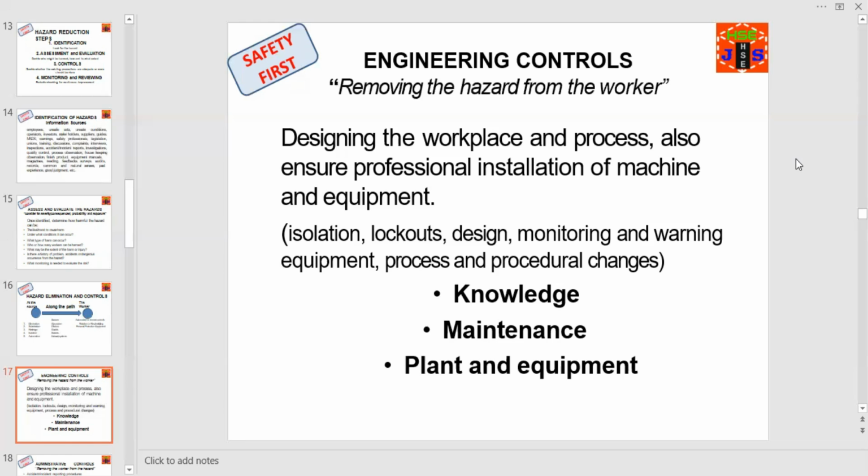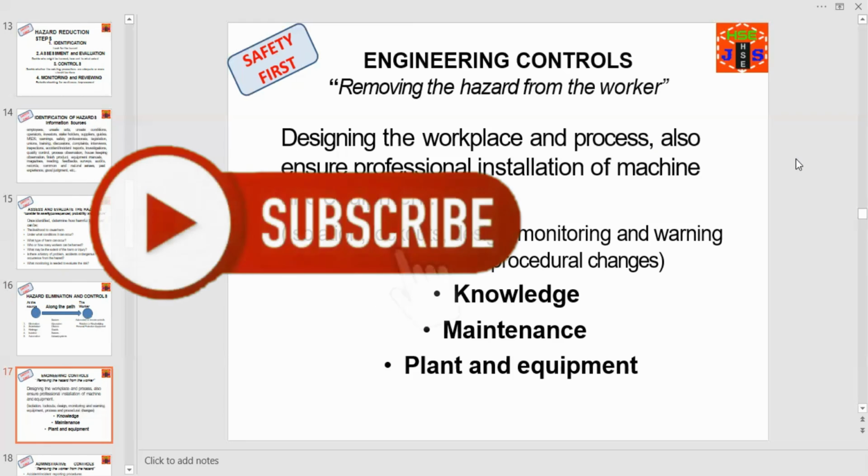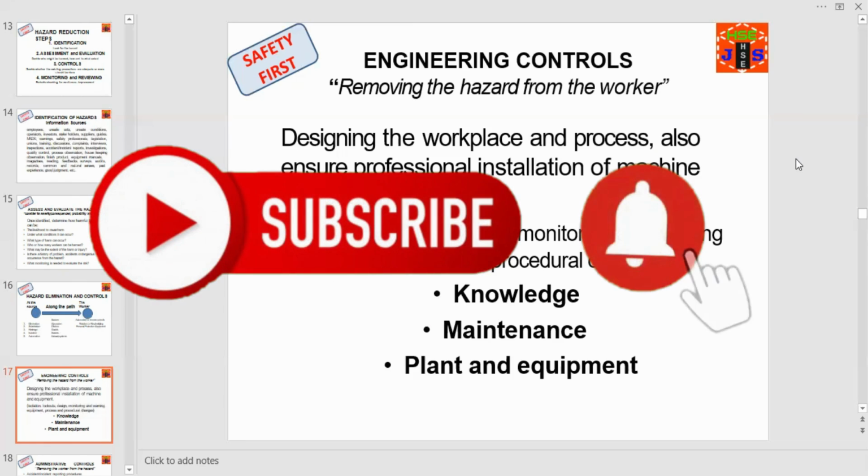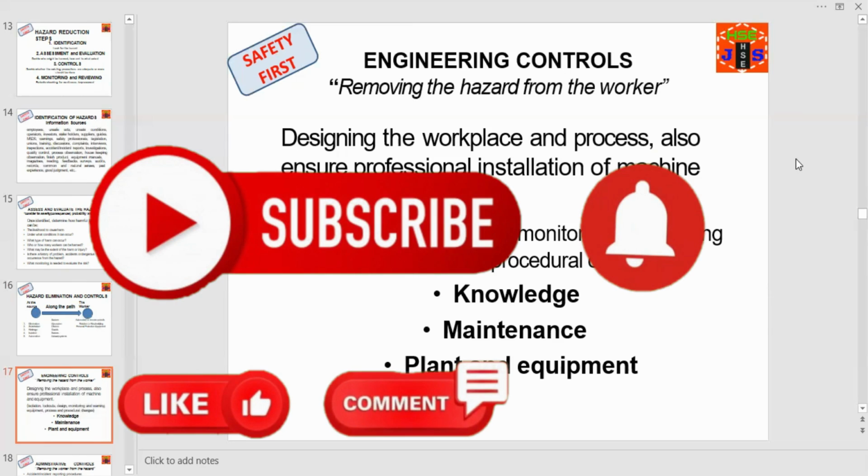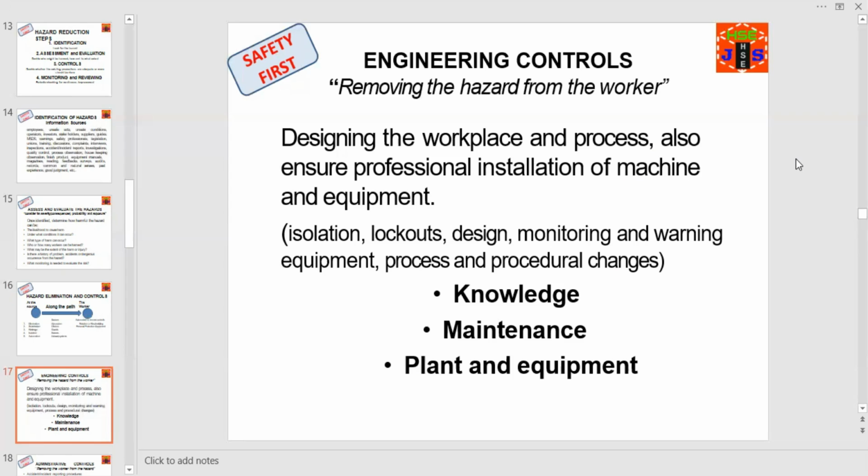After elimination, the second practicable choice is engineering controls. Engineering controls means designing the workplace and the process, also ensuring professional installation of machines and equipment, isolation, lockouts, design, monitoring and warning equipment, process and procedural changes. These all are examples of engineering controls, meaning removing the hazard from the worker.